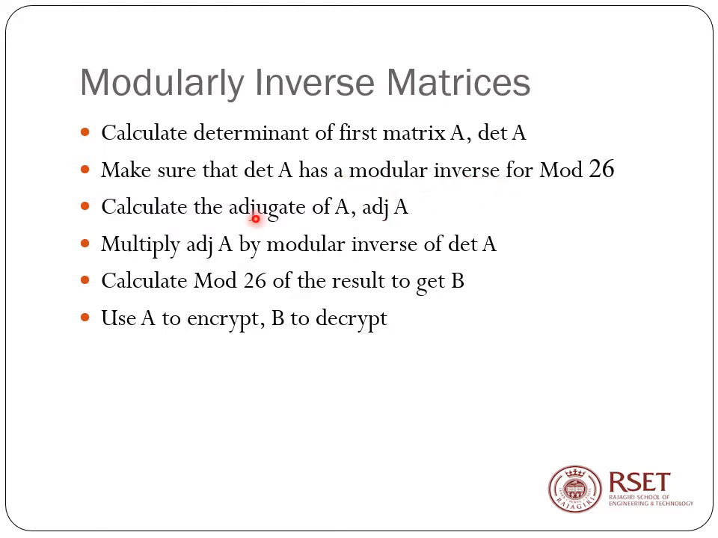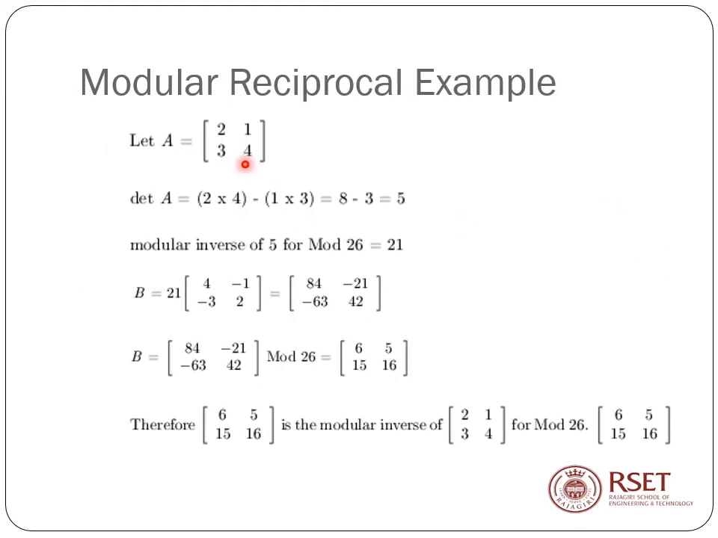So make sure that an inverse of the determinant of A exists. Then you have to calculate the adjugate of A, then multiply that by the modular inverse of the determinant of A, that is finding the inverse. Calculate mod 26 of the result to get B. So B is the decryption matrix. Use A to encrypt, B to decrypt. Very simple. So you can see an example.